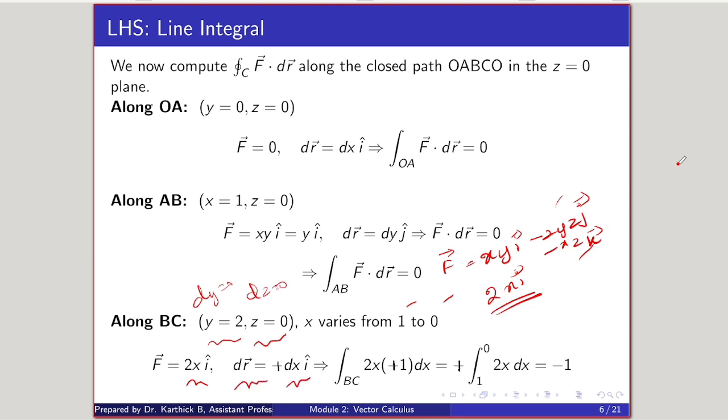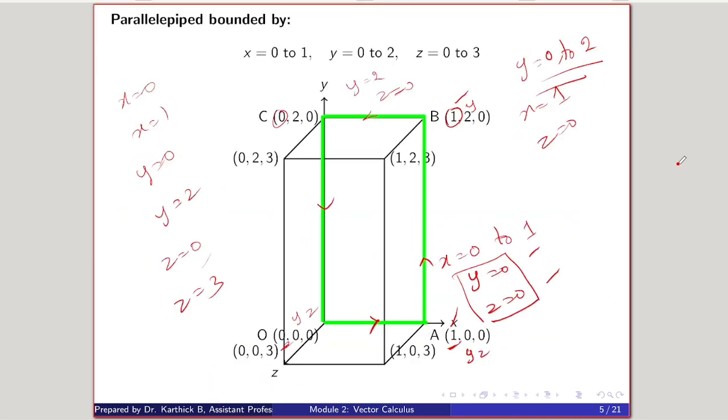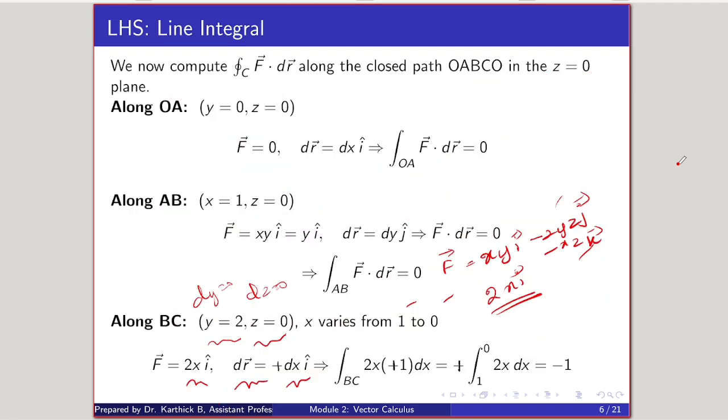Then along the curve AC, if I multiply i into i it becomes 1. So 2x dx will be there. Then our limit, x varies from 1 to 0. Just see the graph. Here x varies from 1 to 0. So we are taking the limits 1 to 0. 2 will be a constant. While integrating this, it will be x square by 2. 2 will be cancelled. So what will you get? 0 minus 1. So we get minus 1.